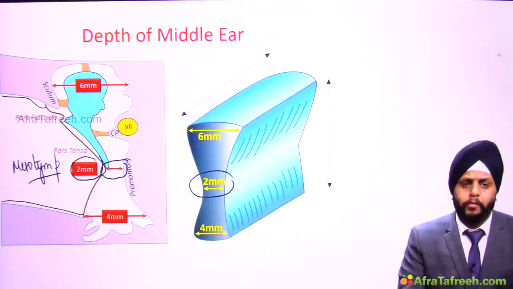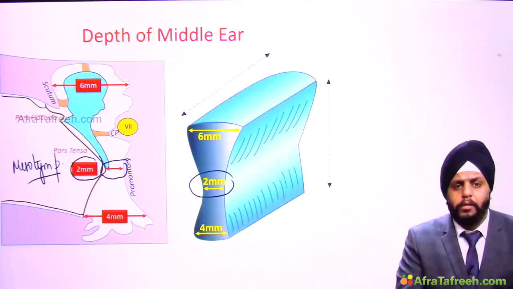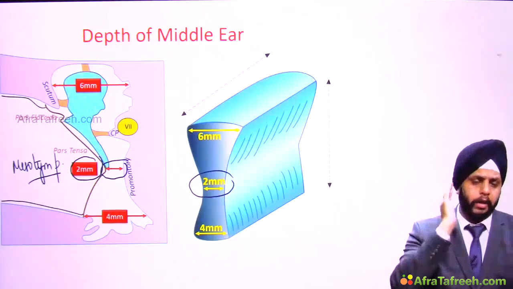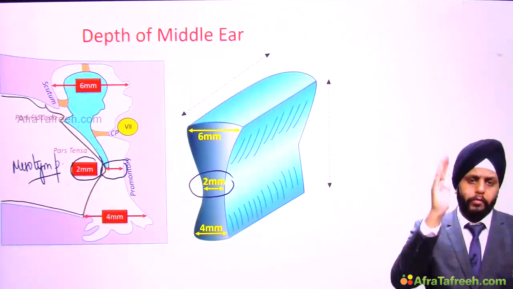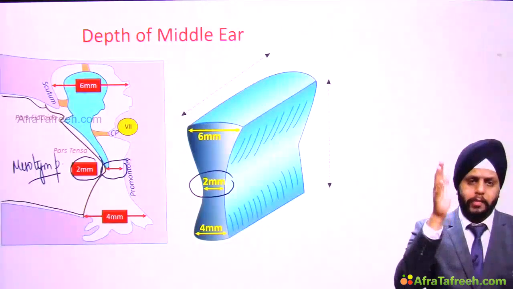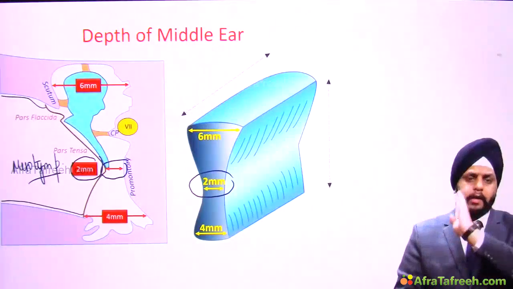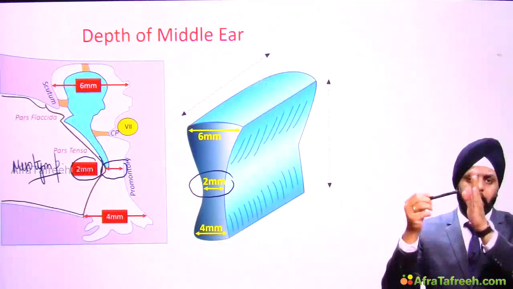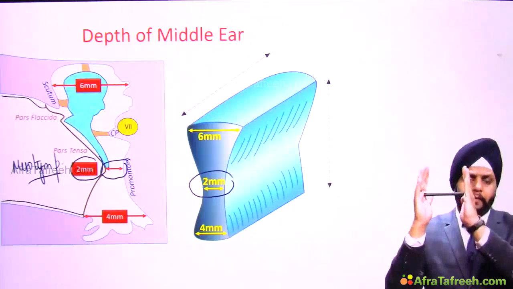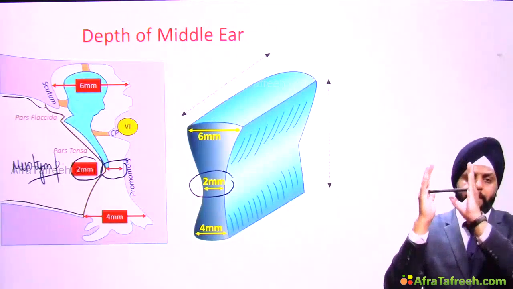Now let's say you want to operate on a patient. This position is your anatomical position. Let's say I'm standing over here. This hand is my lateral wall. This hand, let's say, is my medial wall. In between them we have some distance. This distance is minimum at mesotympanum.